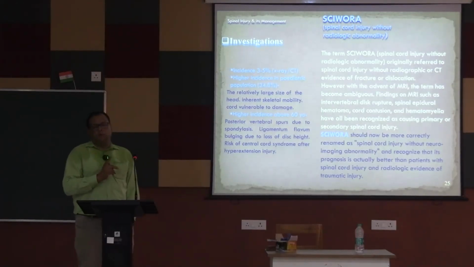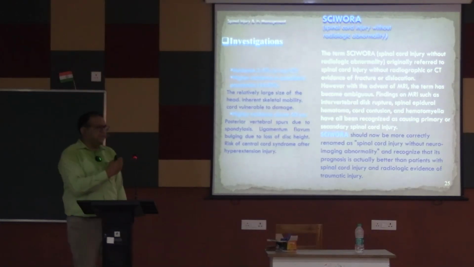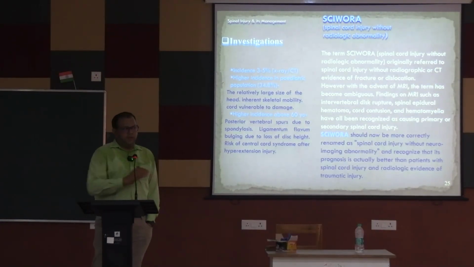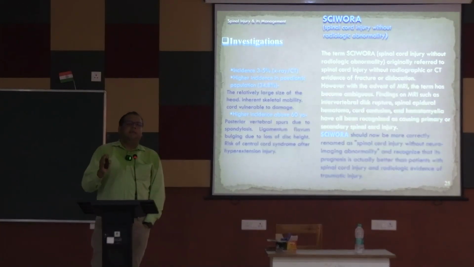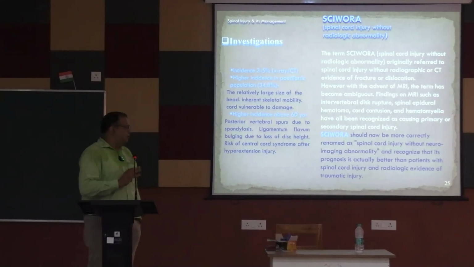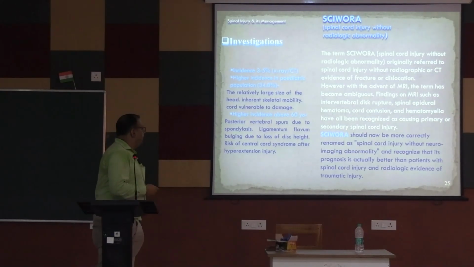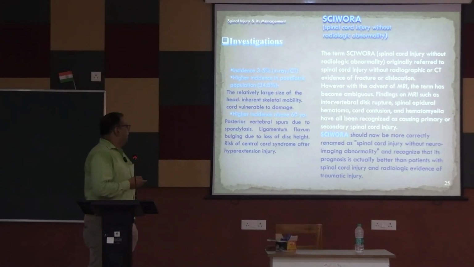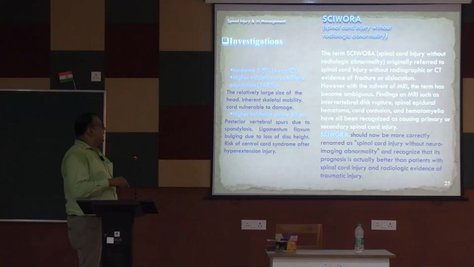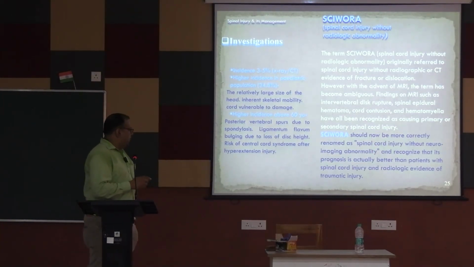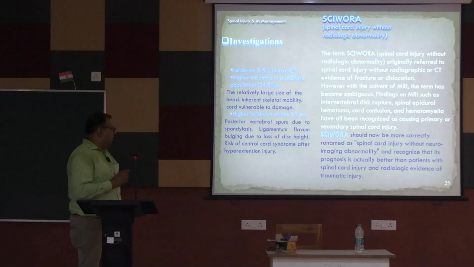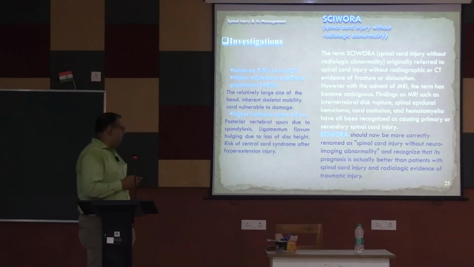So that was SCIWORA earlier, but now with the advent of MRI, this term has become a little vague, because if any patient has neurological impairment, there will be some changes on the MRI. So MRI will be able to diagnose. Now SCIWORA should be more correctly renamed as spinal cord injury without neuroimaging abnormality. Its prognosis is actually better than in patients with spinal cord injury and radiological evidence of traumatic injury.